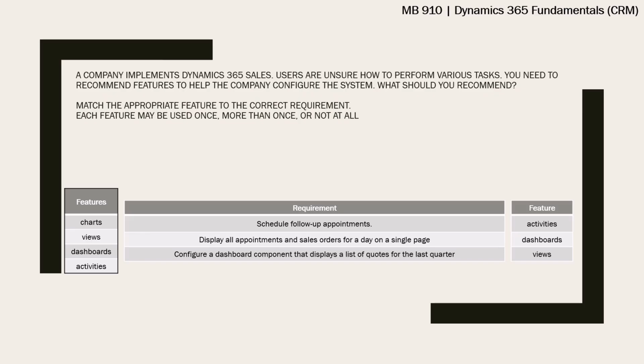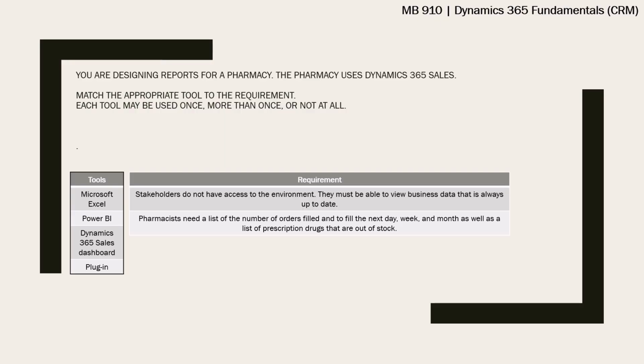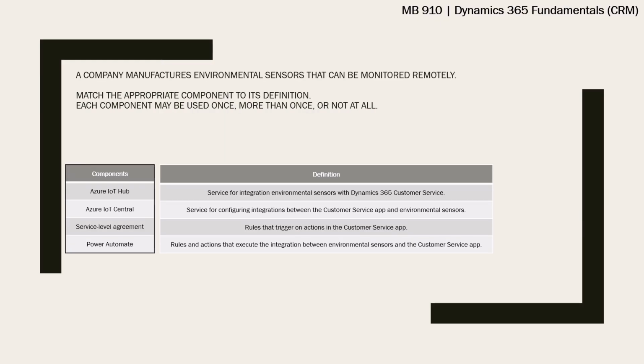You are designing reports for a pharmacy. The pharmacy uses Dynamics 365 Sales. Match the appropriate tool to the requirement. Each tool may be used once, more than once, or not at all. A company manufactures environmental sensors that can be monitored remotely. Match the appropriate component to its definition. Each component may be used once, more than once, or not at all.